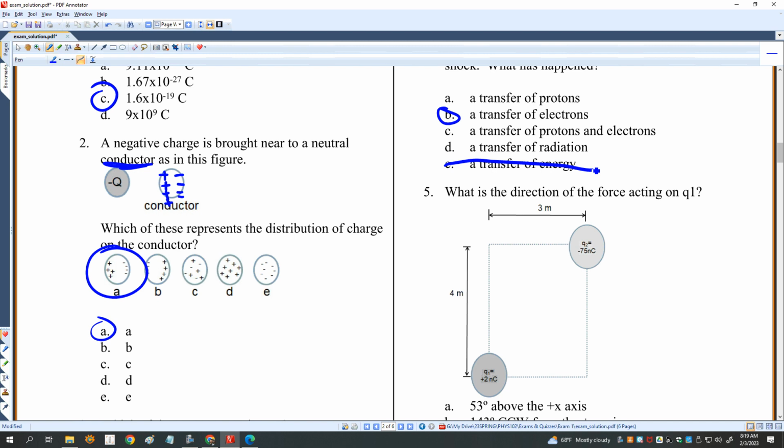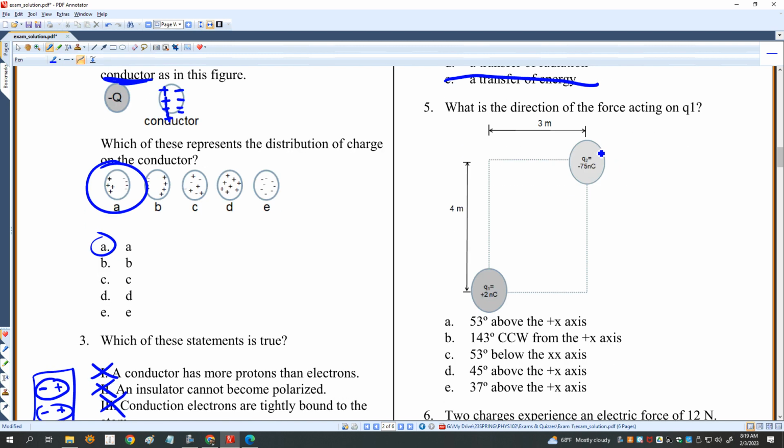What is the direction of the force acting on Q1? Well, let's see, the force acting on this charge is up and in this direction. This angle right here in this 3, 4, 5 triangle is 37 degrees, so this angle is 53 degrees above the positive x-axis. Let's just step back on this angle.